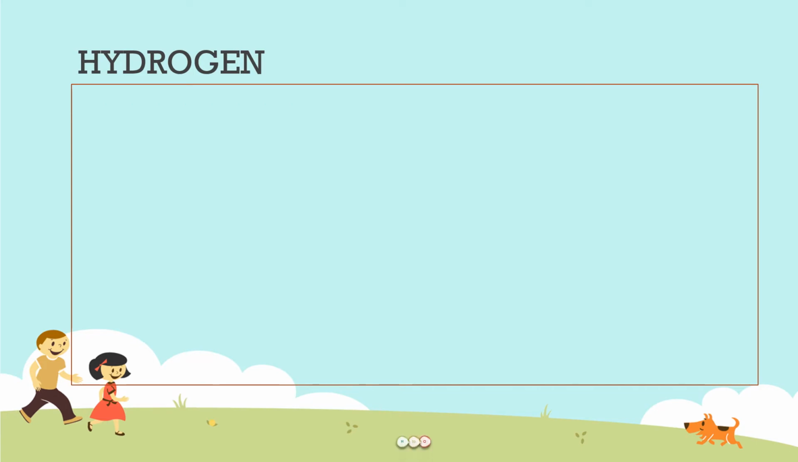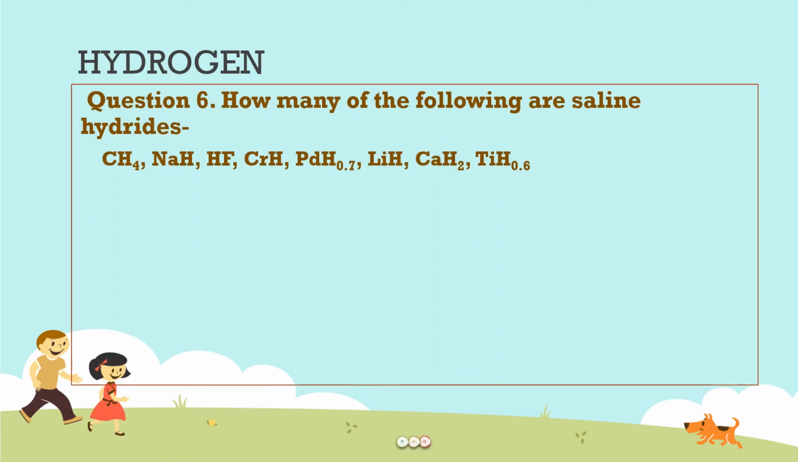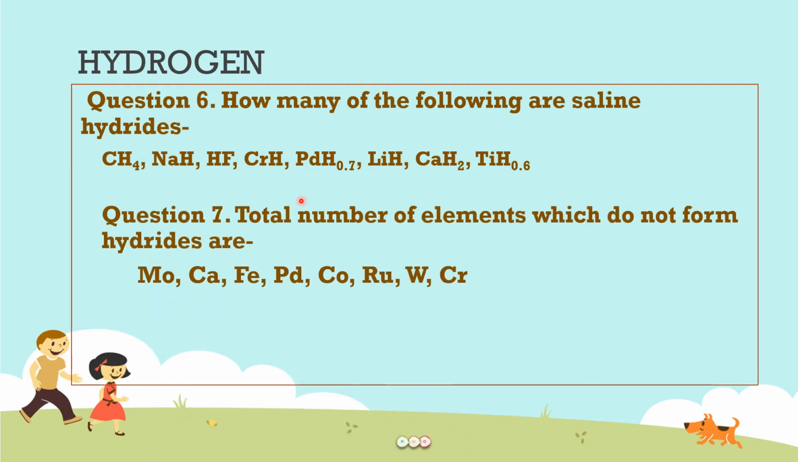Question number 6 says, how many of the following are saline hydrides? They are given: methane, sodium hydride, HF, chromium hydride, palladium hydride, lithium, calcium, titanium hydride. So these are the hydrides, and you have to choose which ones are saline hydrides. I would like to show you one more similar question over here. Question number 7: total number of elements which do not form hydrides from all these elements. So we have two questions related to hydrides.